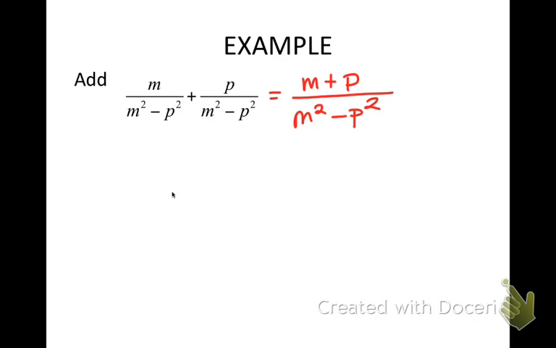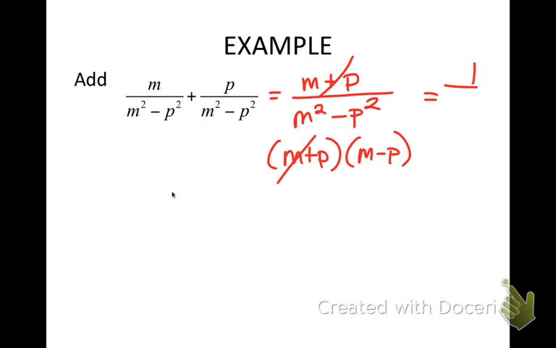And the reason why I'm going to factor it is because I need to check to make sure that this is in the lowest terms. So I want to check to make sure there aren't any factors that I can cancel out. So that goes to m plus p times m minus p. What goes away? m plus p. The m plus p's cancel from the numerator and the denominator. So what's left over?